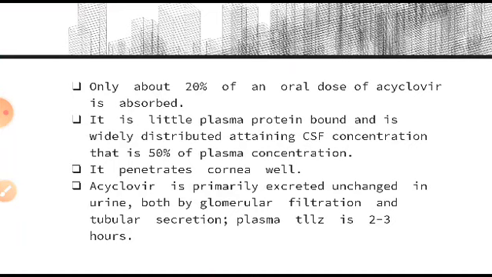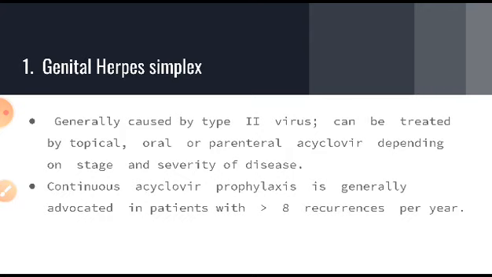It is found that around 20% of an oral dose of acyclovir is absorbed. CSF concentration is 50% of plasma concentration. It is primarily excreted unchanged in urine by glomerular filtration and tubular secretion, and the plasma half-life is around 2 to 3 hours. We'll see the uses of acyclovir.